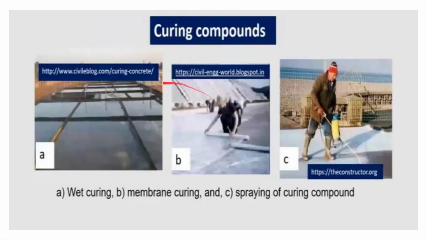So these are some of the curing compounds which have been used in membrane curing. So this is wet curing basically. This is membrane curing, and this is spraying of some curing compound, which is also a type of membrane curing itself.